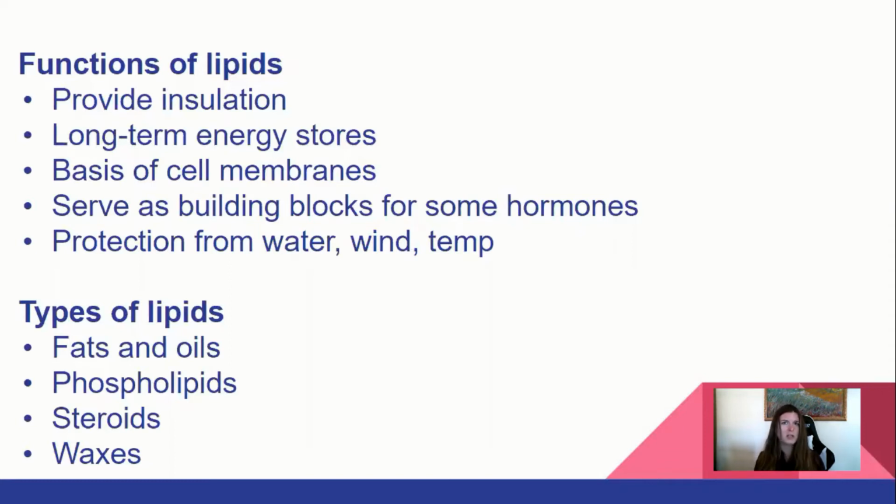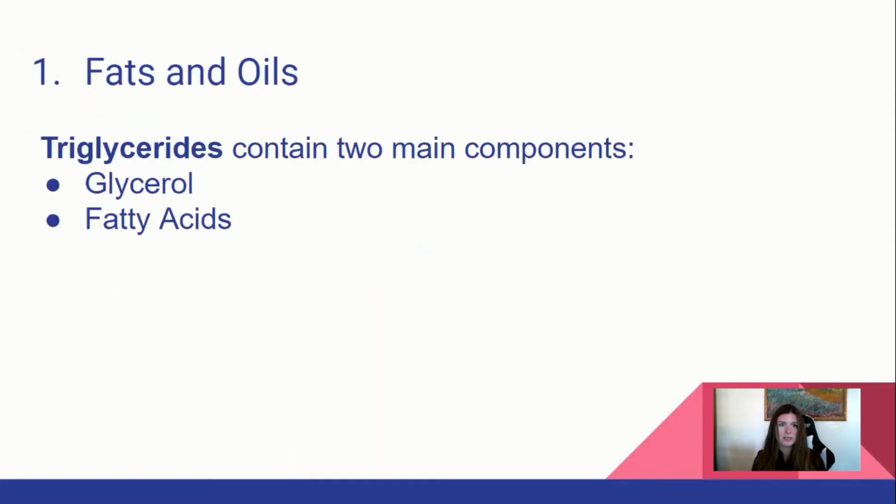So there are really four types of lipids. We have our fats and oils, we have phospholipids, we have steroids, and we have waxes. We're going to talk about each of them so that we know how to recognize each different type. So fats and oils are mainly going to come in the form of triglycerides. And a triglyceride is made up of a glycerol backbone and fatty acids.